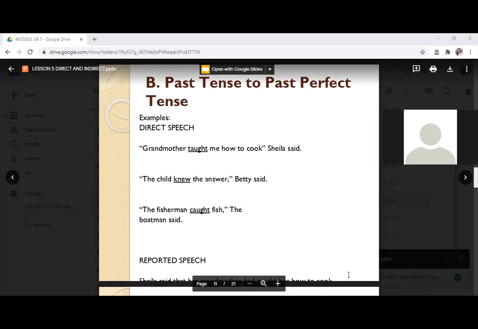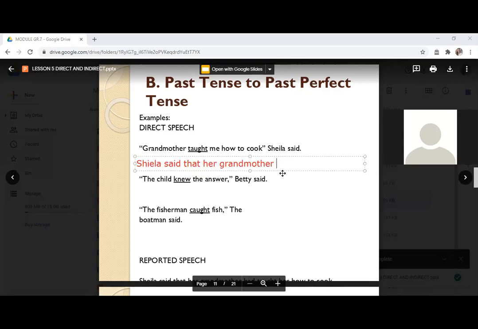Okay, sige. Now, let's try to answer. Ito yung sinasagot niya kanina ni Romeline. So, number 1. Ako magsasagot muna ha. Tignan niyo yung gagawin ko. So, we will answer this this way. Sheila said that her grandmother. Now, according to this, from past tense, we will make it as past perfect tense, or we will convert it to past perfect tense.